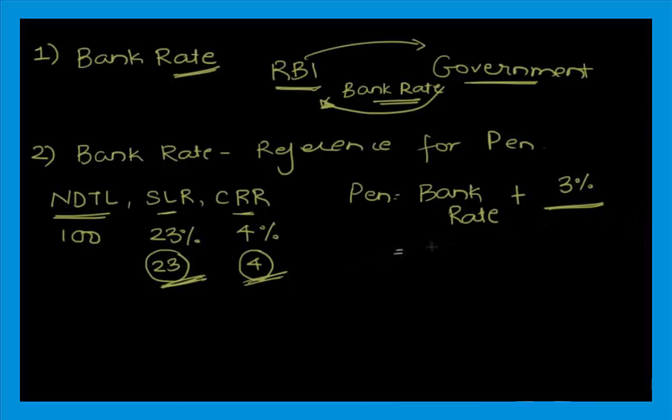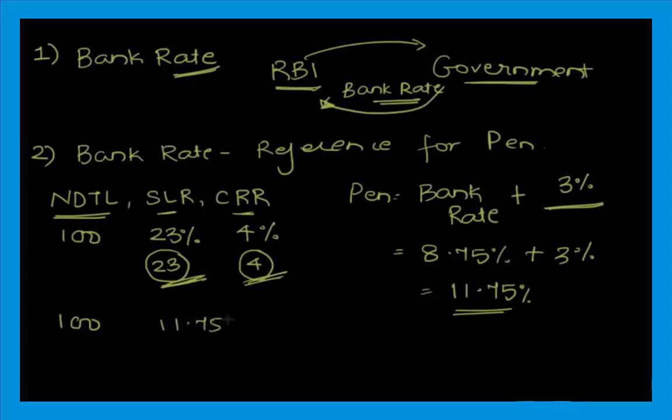Say for example, the current bank rate is 8.75%. If ICICI Bank falls short of its SLR or CRR requirement for a day, the penalty that ICICI Bank will have to pay to the RBI is 8.75%, which is the bank rate, plus 3%, which is 11.75%. Now, please understand 11.75% is a penalty rate for the entire year, but you've had a shortfall only for a day. So if there is a shortfall of 100 rupees by ICICI on its SLR or CRR requirements, for the entire year it would pay 11.75%, but it has fallen short of the requirement only for a day.